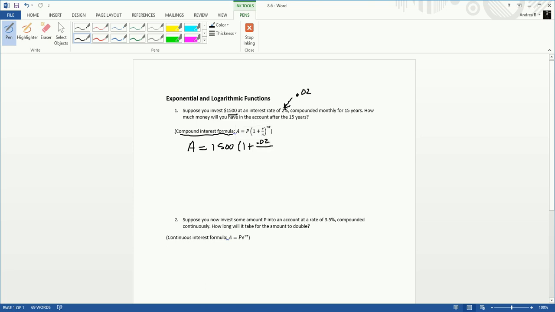Divided by n, which is the number of times it's compounded per year. So in this case, it is compounded monthly. Monthly, there are 12 months in a year, so that means n is equal to 12 here. So we'll plug in 12 for our n, and then close the parentheses, and then the n times t is in the exponent together. Both of those are being multiplied together in the exponent.